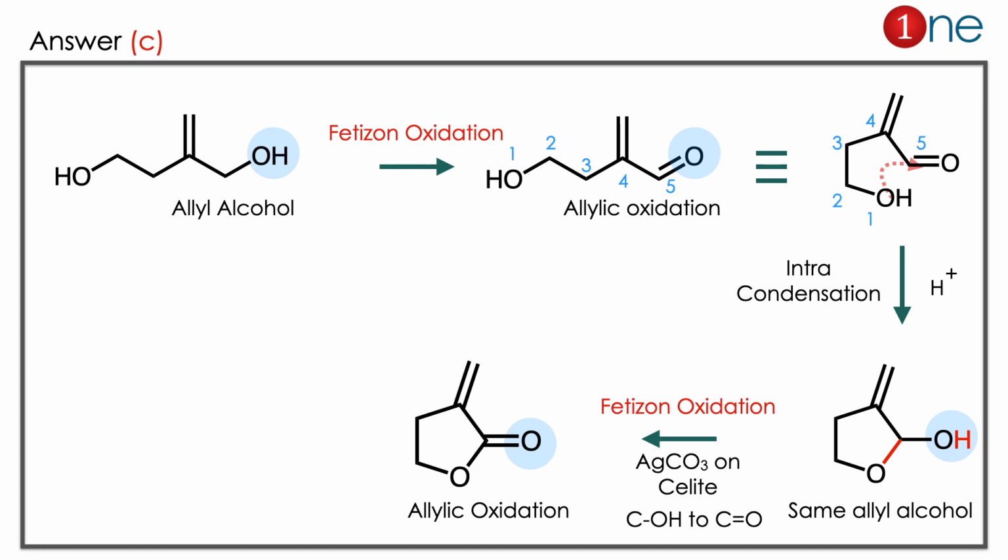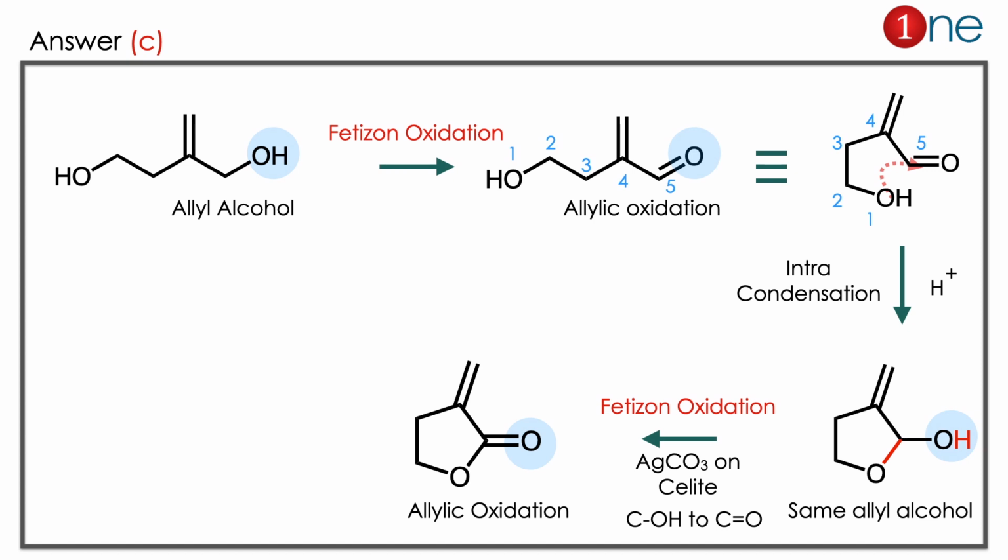Then you are in the intramolecular condensation reaction. So in the acidic conditions, the attack will happen and you have the product of a 5-member ring with an oxygen atom. Then again you have an allylic alcohol. So the same Fétizon oxidation converts the allylic alcohol into a carbonyl. So CHOH is converted into C=O there. So the product is clearly C.